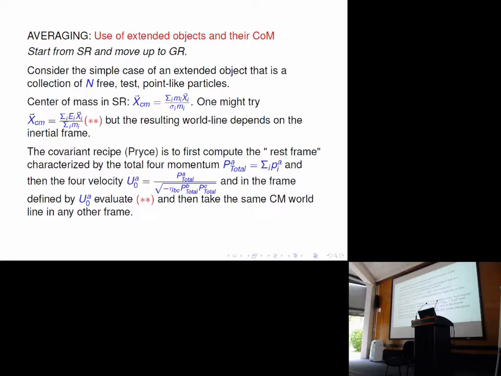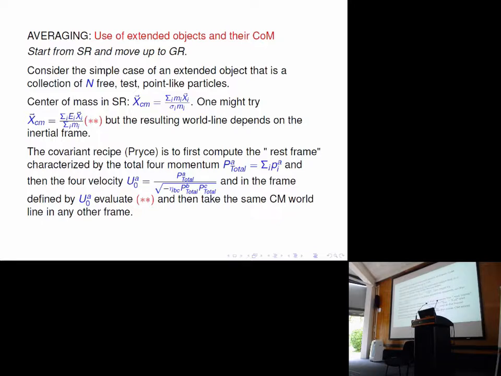The covariant recipe devised by Pryce in the 60s is basically to first go to the rest frame of the collection of particles, so go to the frame in which the total momentum is zero, the frame that is moving in the direction of the total momentum of the particles. So basically choose this 4-velocity, and in that inertial frame, evaluate this center of mass and obtain the world line, and then define the center of mass world line in any other frame by simply the transformation of this world line. That of course is a covariant version.